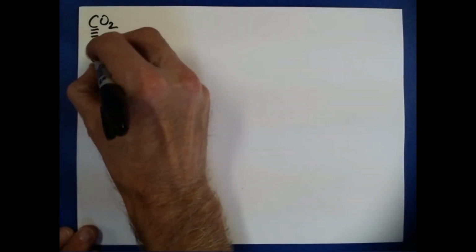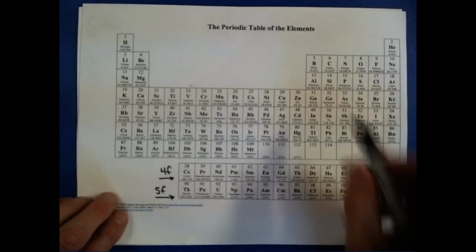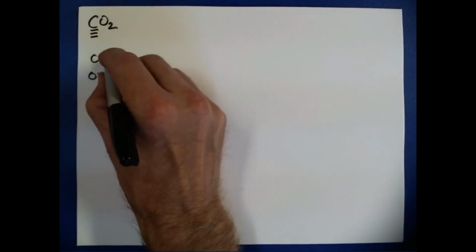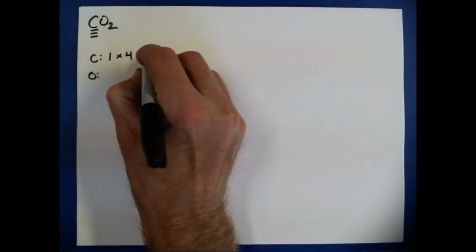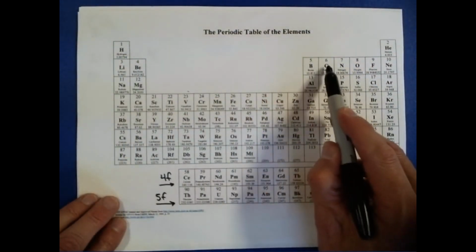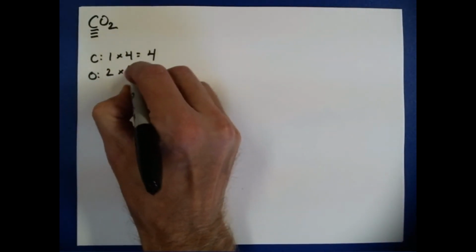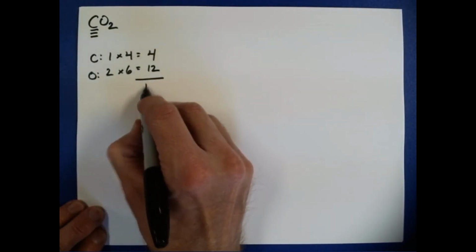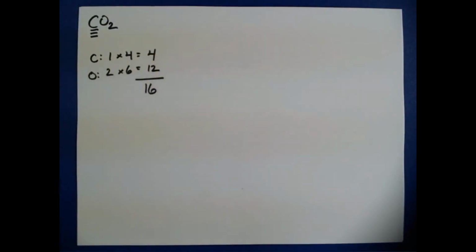So let's see, I've got a carbon atom and I've got 2 oxygen atoms. The carbon atom is going to supply 1, 2, 3, 4 valence electrons. So 1 times 4. And then for oxygen, we have 2 of those, and each oxygen is going to supply 1, 2, 3, 4, 5, 6 valence electrons. That's going to be 2 times 6 for a total of 12. If we add those up, we're going to need to have 16 valence electrons in carbon dioxide.